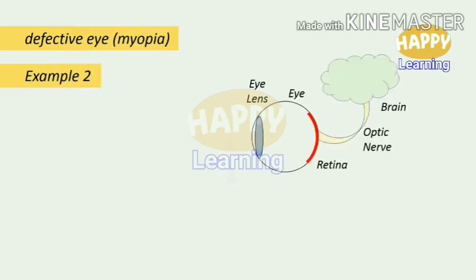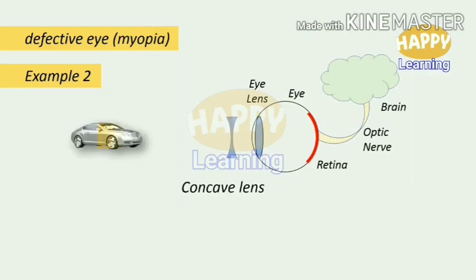Let us go for another example. This is a defective eye having the myopia problem. A concave lens is introduced in front of the eye. The rays are first diverged by the concave lens and then converged by the eye lens. A clear image is formed on the retina and the brain reads a clear image.